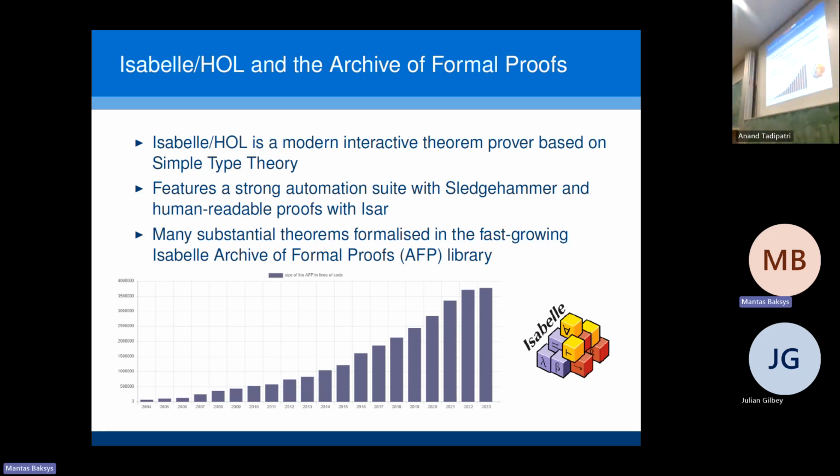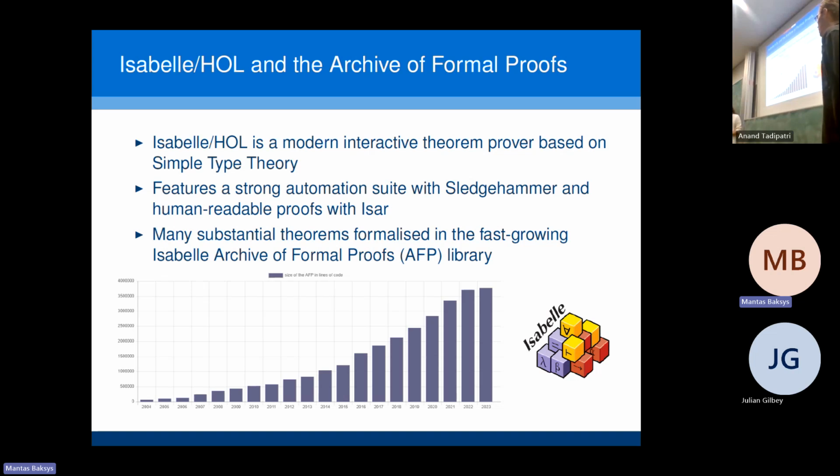Now talking about Isabelle, the other prover in which we formalized Kneser's theorem, as really introduced by Yaël. It's another modern interactive theorem prover, although this time based in a different setting of simple type theory, which we'll come back to in the not too distant future. Isabelle features very strong automation with the help of Sledgehammer, and it allows the user to also write human readable proofs with the Isar system.